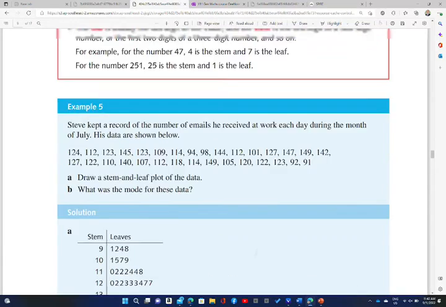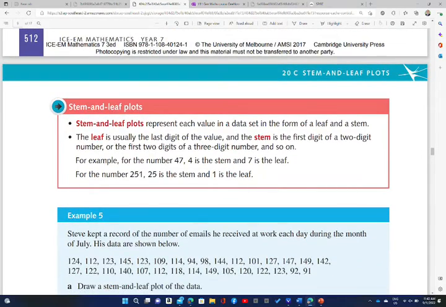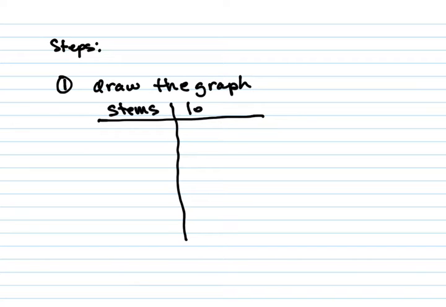So let's just look very quickly at a small one. We're not going to do all of these. We'll do like every other number or something. So what you need to do when you're drawing a stem and leaf plot, the steps for a stem and leaf plot. First, draw the graph, and the graph always looks the same. It looks like a T, and on this side you have stems, and on this side you have leaves or leaf. Doesn't matter. You can just call it leaf singular because each one gets put in on its own.